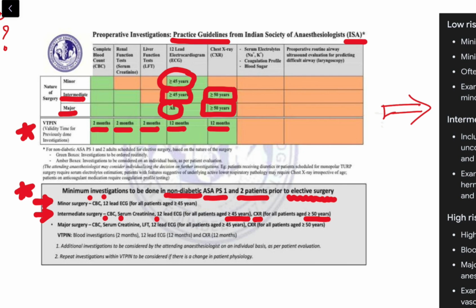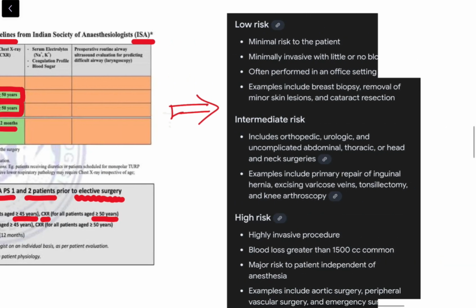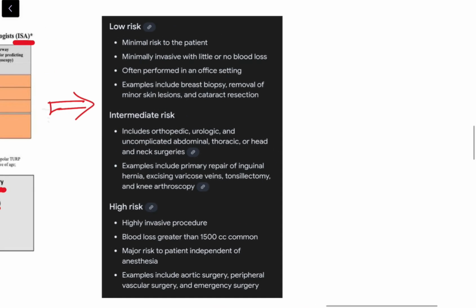This is the list for what is known as a low risk, intermediate risk, or high risk surgery. You can take a screenshot for the same.